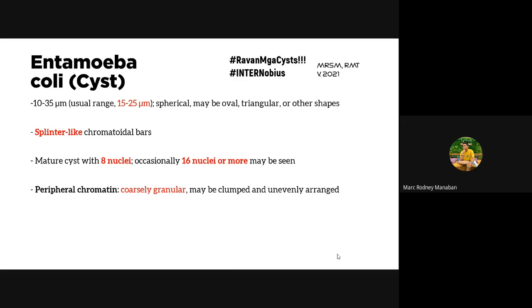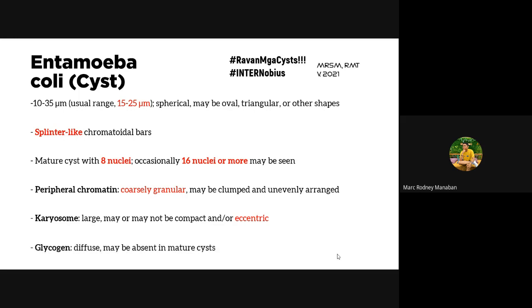So the cytoplasm is somewhat dirty. Karyosome is large but it's eccentric, meaning off-center, it is not in the middle. And glycogen is diffuse but may be absent in mature cysts. So it is seen in young cysts.